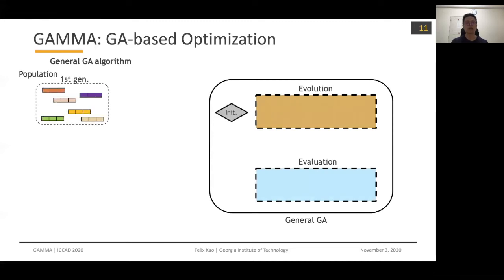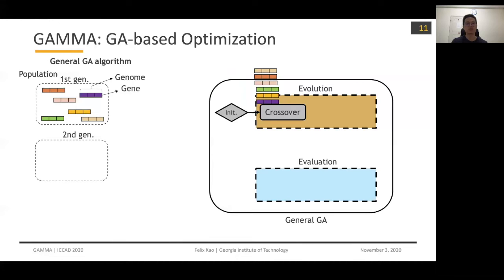A population is made of a lot of individuals. For each individual, you have a genome and genes. A gene is an encoded value, and a genome is a series of encoded values that represent an individual. After initialization, you will put your population into the evolution block. First, crossover. In crossover, you will swap the genes of some of the individuals to generate the next generation.